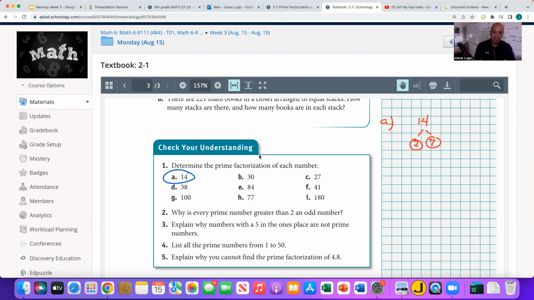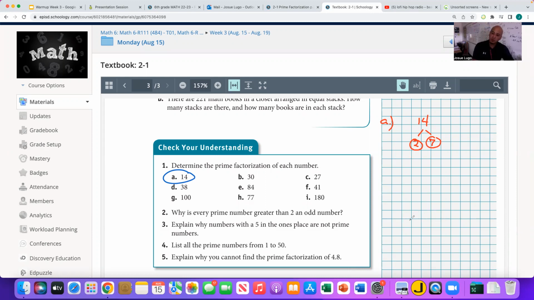Now, on some, like in letter E, they already give you some options, and you just have to select the right one. So if I look at letter E, they're asking for the prime factorization of 84. So here's 84. And I'm going to do 12 and 7. 7 is already prime. And then 12 will be 3 and 4. 4 is already prime. 3 is already prime. And then 4 will be 2 times 2, both of which are prime. So the prime factorization of 84 will be 2 times 2 times 3 times 7.